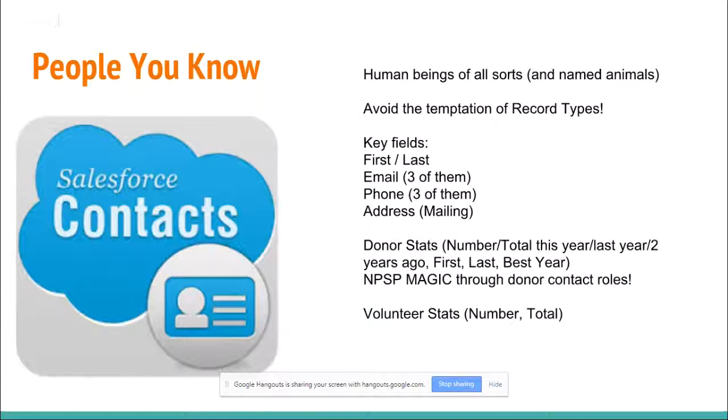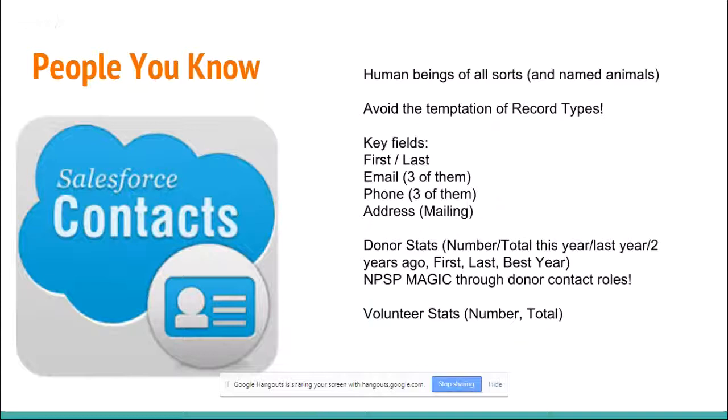So a person has the same fields in Salesforce as in nonprofit Success Pack for some things, such as first and last name. We add 3 email fields, we add 3 phone fields, because typically we're interested in work and home, and often an alternative like school or some club or something else. They have an address, typically where they live.